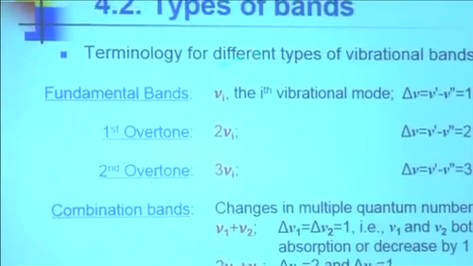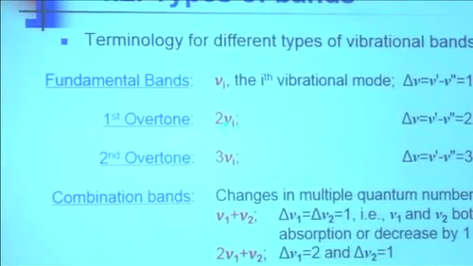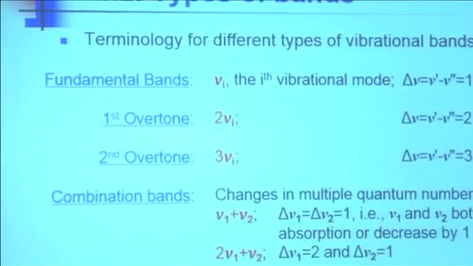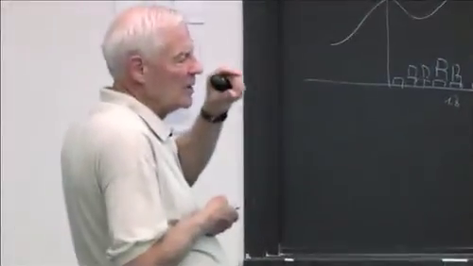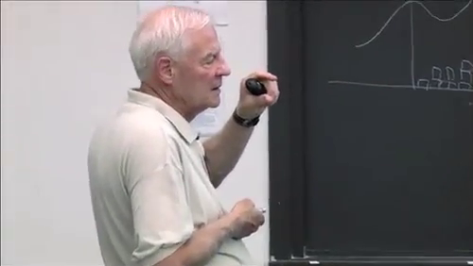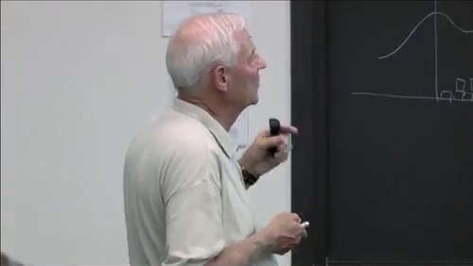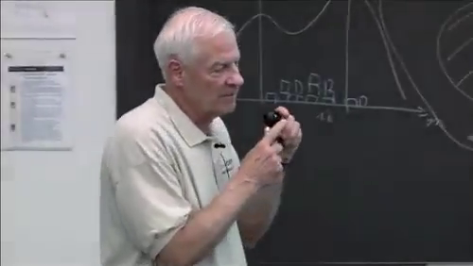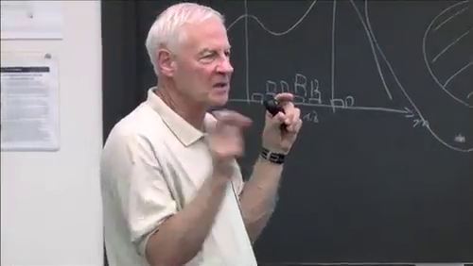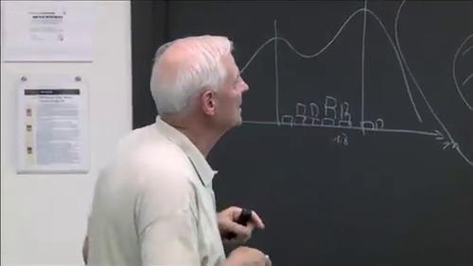So that's when one quantum number changes. The notation is, that's called the nu i mode. This is called the 2 nu i mode, meaning that the quantum number for mode i changes by 2. This one is 3 nu i, the quantum number for mode i changes by 3. And when it's changing, the quantum numbers for the other modes don't change. That's the simple rule.